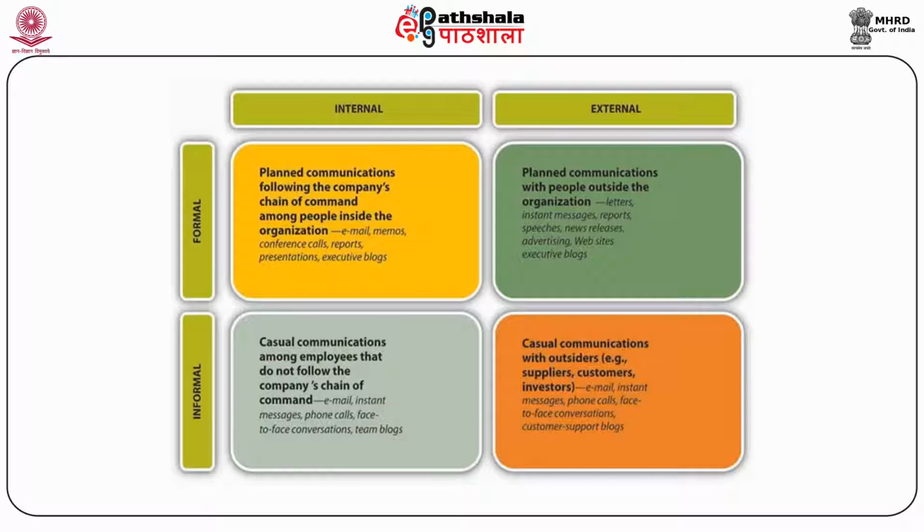And this can take the form of emails, instant messages, phone calls, face-to-face conversations, team blogs, just chatting over a cup of coffee. In the orange quadrant, we can see informal communication with external stakeholders. These are casual communications with outsiders, for example suppliers, customers, investors, etc. And they can take the form of email, instant messages, phone calls, face-to-face conversations, customer support blogs, etc.